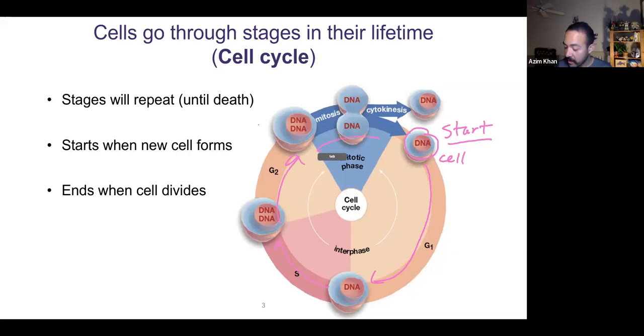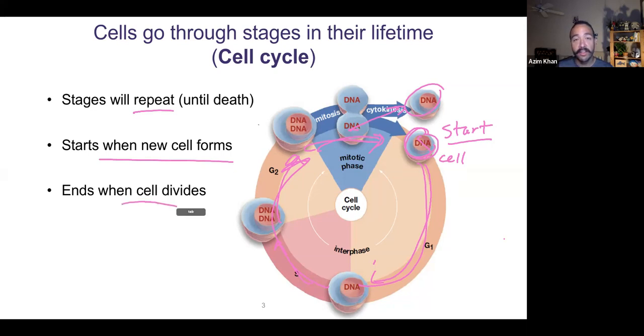repeatedly. It will split, some more than others, and then you have two new cells. But then this new cell can keep going through the cycle and maybe split again and again and again until it dies. So we repeat this until death. We start when a new cell forms and end when a cell divides. That's the cyclical part of it.